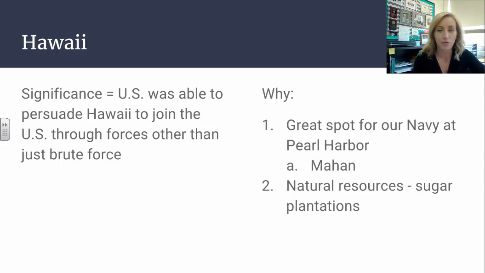And that we wanted them for a few reasons, or a couple of reasons. The big one, so our why being over here, it was a great spot for our Navy at Pearl Harbor. And we're going to talk more about Mahan and the United States Navy in the next slide. But then we also wanted them for their natural raw materials, and that we established a sugar plantation and sugar market there like no other.